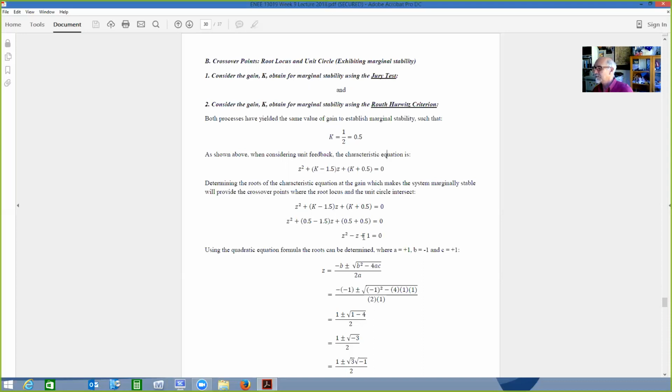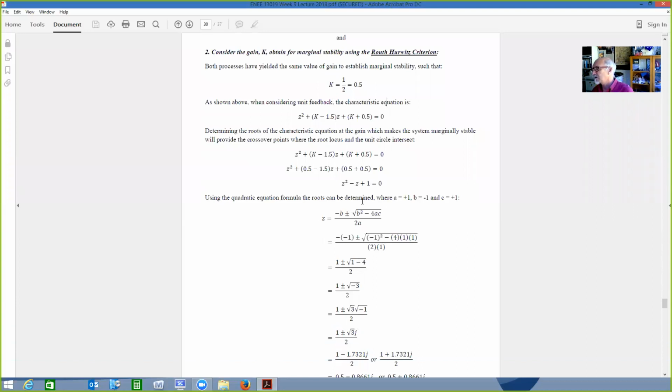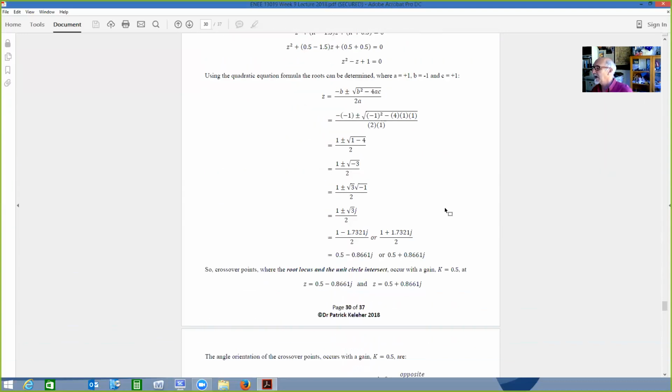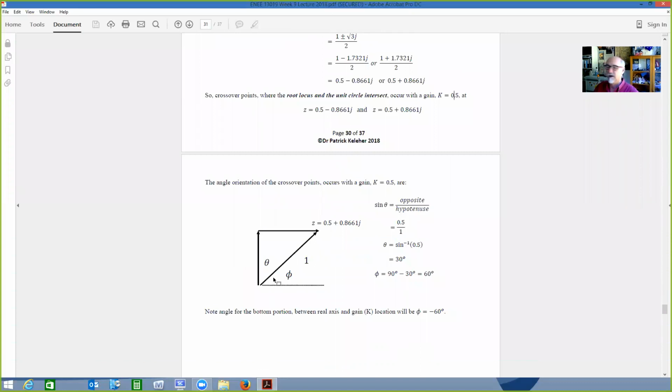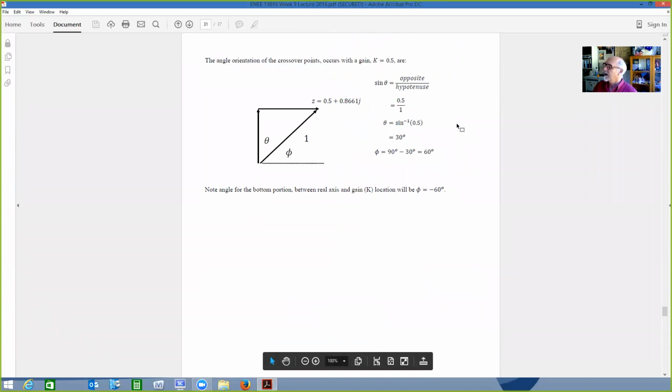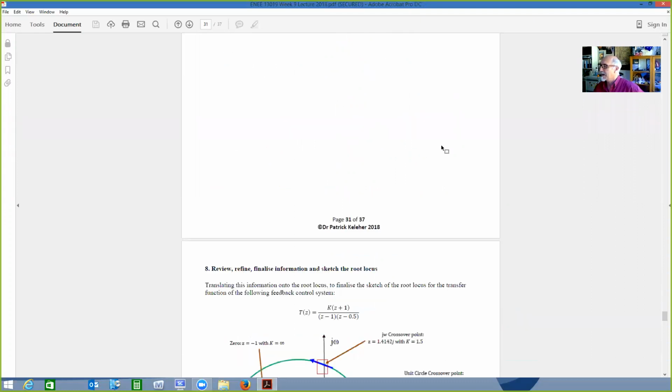Plug in that, and as you can see, we end up again with a nice little quadratic, not too terrible to solve. Always write down your general equation, plug in your numbers, and we're going to end up here with these particular two terms. And this is the crossover points where the root locus and the unit circle intersect. And they occur at a gain of 0.5 at those two particular points. All right. Now, the angle of orientation of the crossover points occur at a gain of that. So if you look at it in orientation, you can do your calculations just like that. So again, what we're doing is gathering all these little bits of information, and then we're going to put them all together.